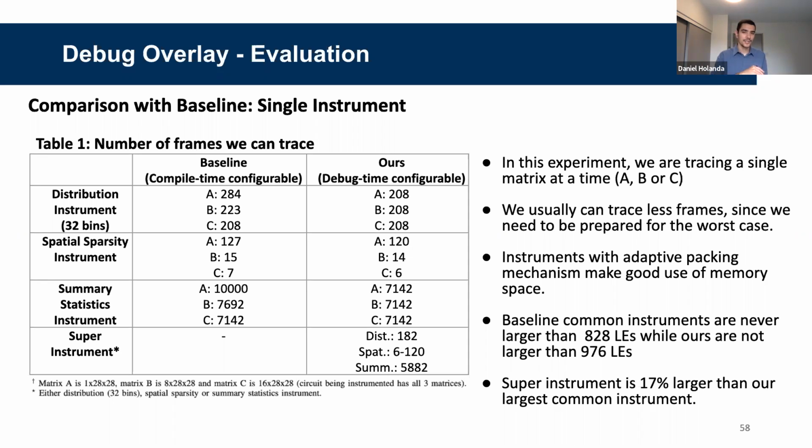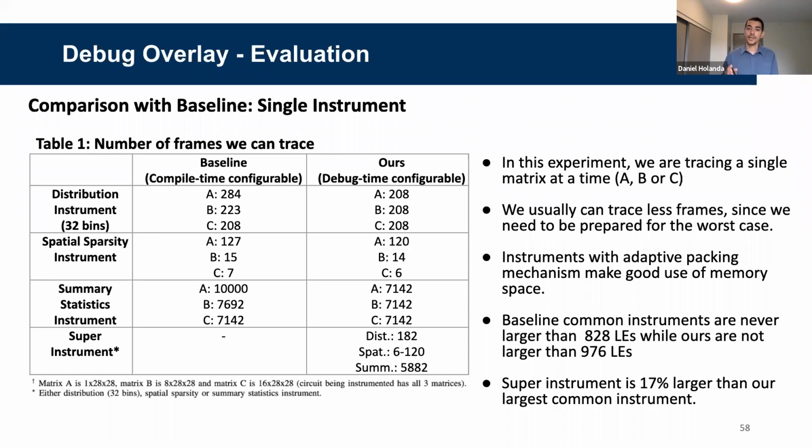Another thing that is not in this table, but is also interesting to know, is that the instruments from the baseline for this specific experiment here, they're never larger than 828 LEs, while ours are never larger than 976 LEs. So we have low area overhead, and this is basically because we're not observing many different signals throughout the circuit. We're only observing some few key signals. We're observing some few key matrices.